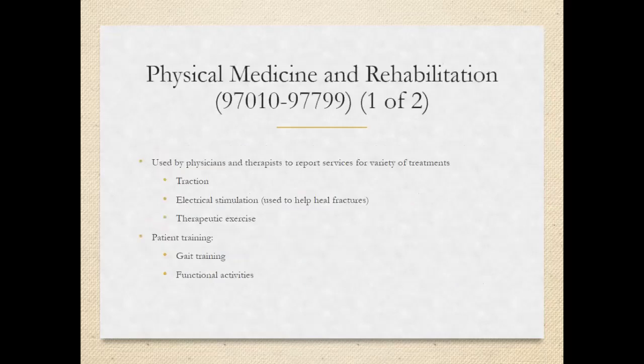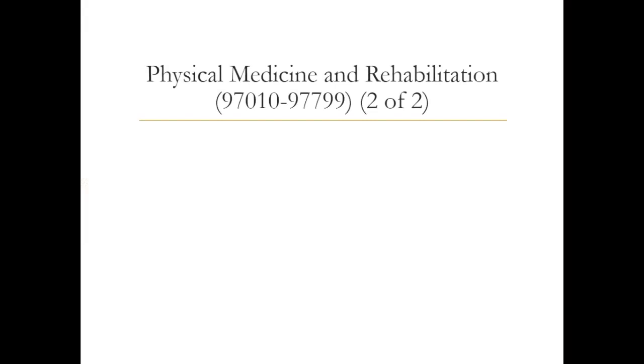Physical medicine and rehabilitation, 97010 through 97799. It's used by physicians and therapists to report services for a variety of treatments. For example, traction, electrical stimulation used to help heal fractures, and therapeutic exercises. Patient training is gait training and functional activities. Our next slide on physical medicine and rehab.